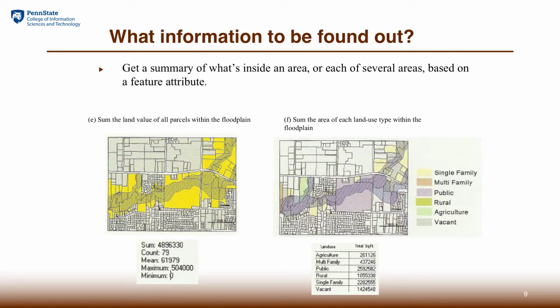And the last case is we need to summarize the area of each of the land use types within the floodplain. We still need to generate a sum, but the sum needs to be generated for each of the subcategories of land parcel. We can sum all the features by their values, and then we can do this calculation by the land use type.